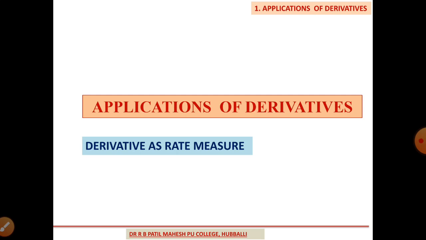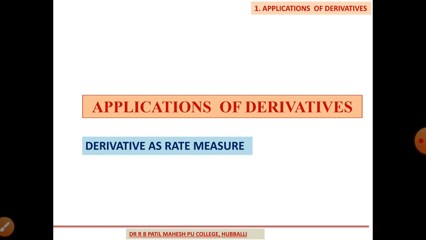Today we'll discuss applications of derivatives. In this topic, there are a total of 5 concepts. First one is derivative as rate measure. Second one is increasing and decreasing functions. Third concept is tangent and normal. Fourth one is approximations, and fifth one is maxima and minima.